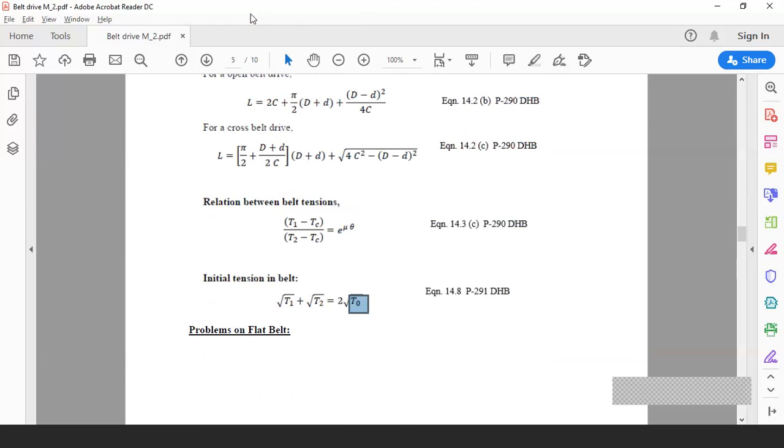Dimensions may be asked or power may be asked. So based upon that particular condition, you have to calculate the required one. Length is optional; it may be asked, it may not be asked. And then initial tension. To calculate initial tension, you have to use this equation. So T1 and T2 both you have to calculate.